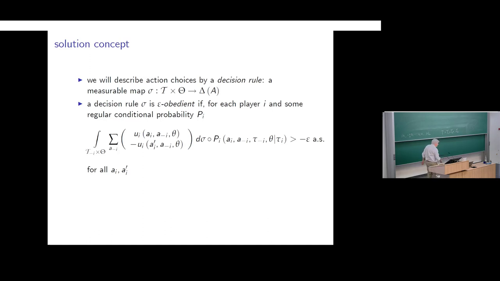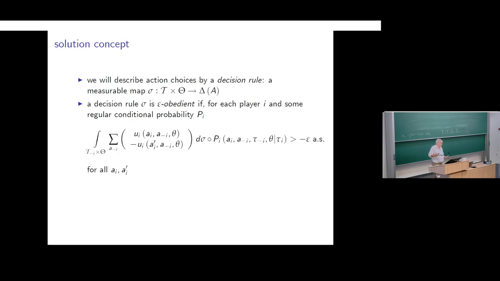Okay, so what is this integral supposed to be saying? Well, it's saying when you integrate over your uncertainty about the hierarchies of other players and the payoff state and the actions of other players, A minus I, that's what the left hand says, but it's looking at the difference between player I choosing action AI and choosing some other action, AI prime. And this is saying that a player, AI, has to be a best response if AI is what he's supposed to be playing under this decision rule that we're hypothesizing might be an equilibrium. Okay?